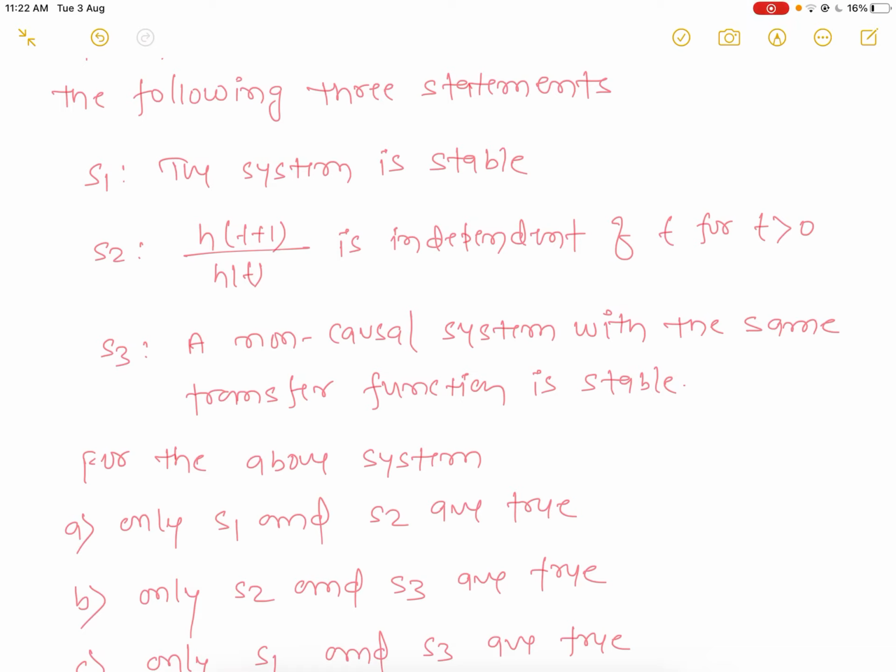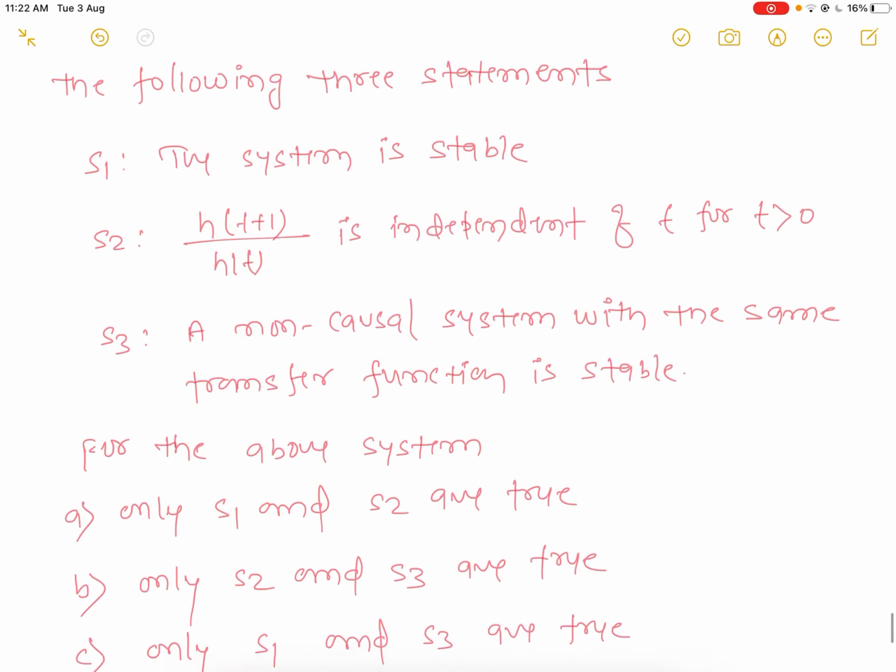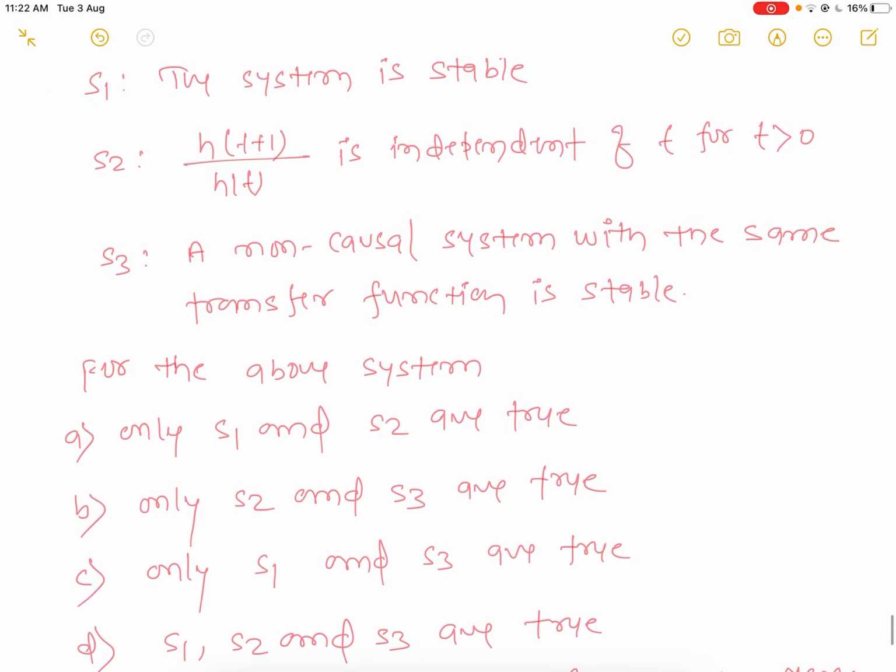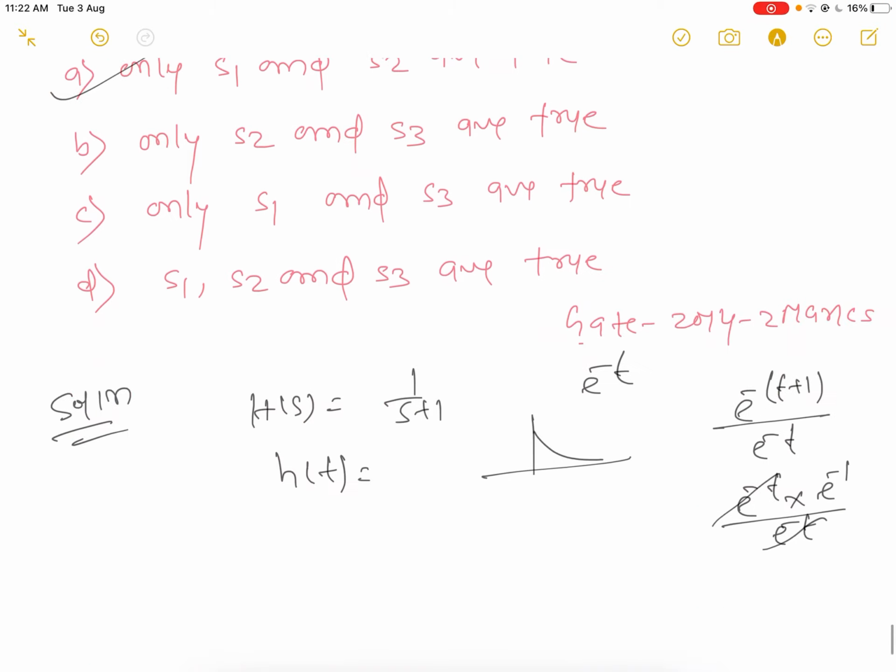A non-causal system with the same transfer function is stable. No, this one is not possible. So option A will be the right answer. S1 and S2 are true. Okay.